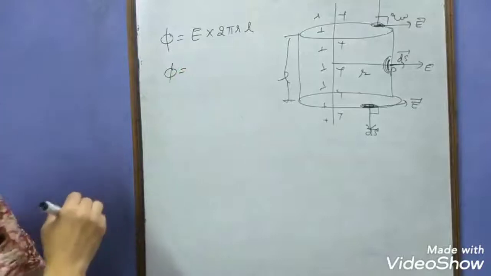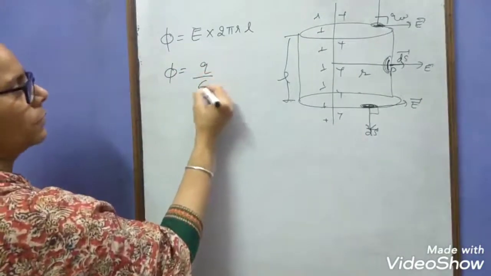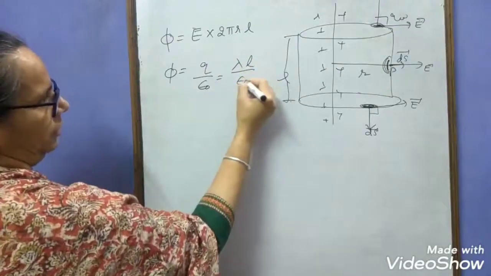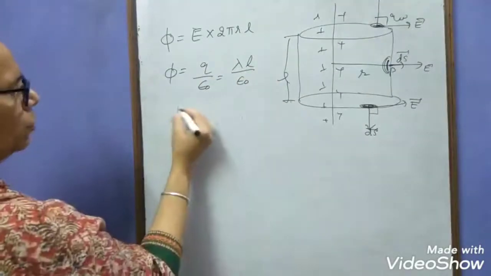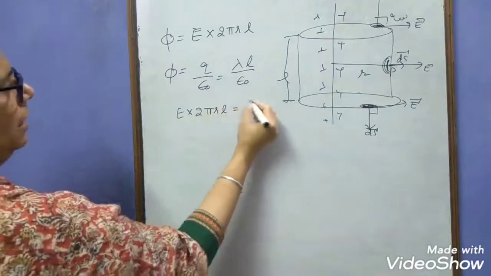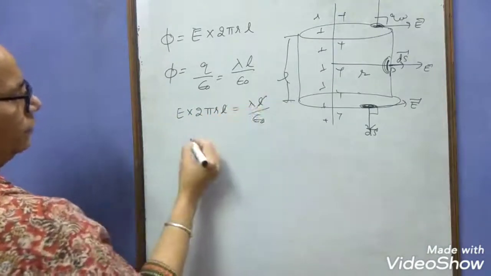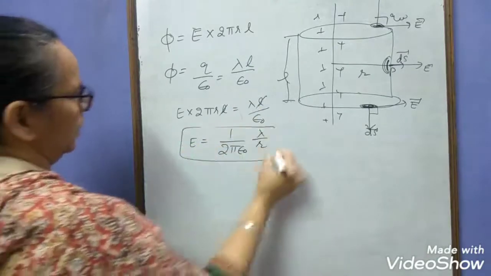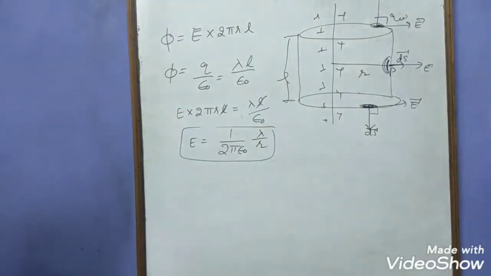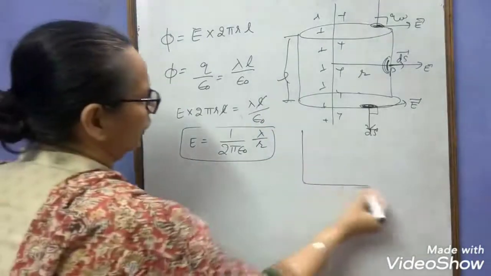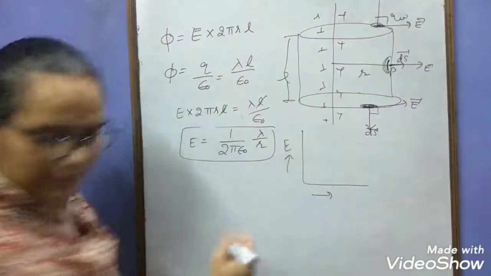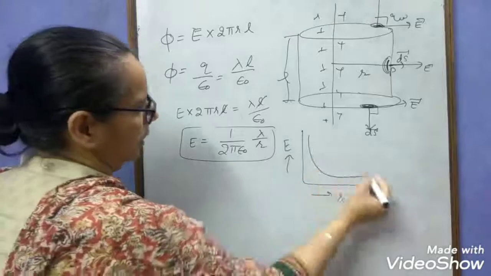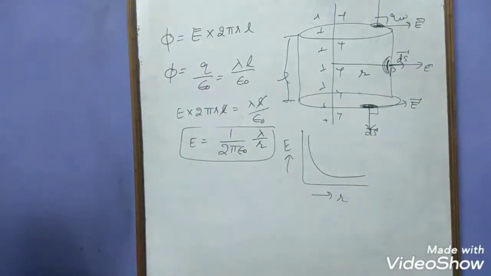And according to the Gauss theorem, flux is charge upon epsilon naught. What about the charge here? Lambda is the charge density. So E into 2 pi r L equals lambda L upon epsilon naught. What we got here? E equals 1 upon 2 pi epsilon naught lambda upon r. This is the electric field at a point due to the line charge distribution, and if we draw the graph between E and r, it must be a curved line for this variation. So this is the electric field due to a line charge distribution, second application.